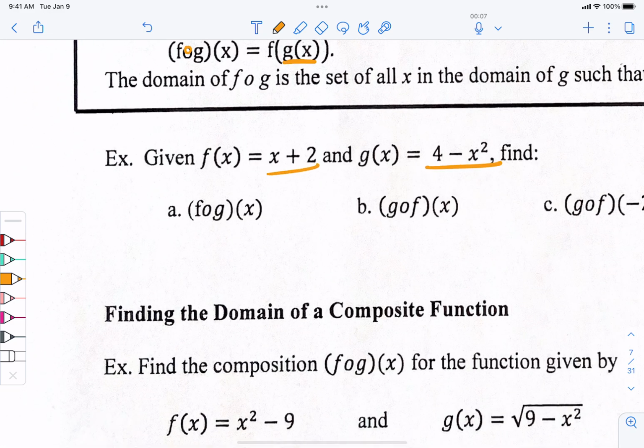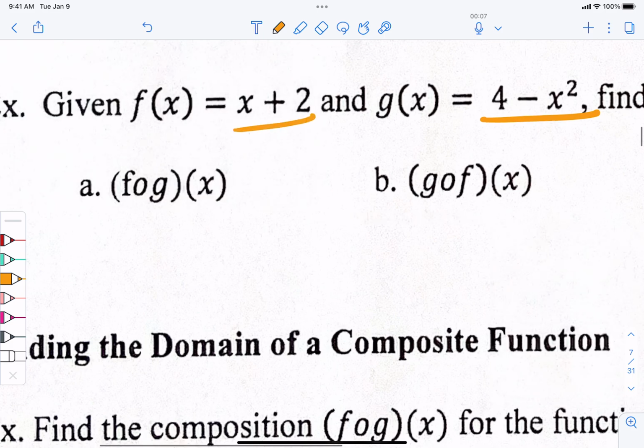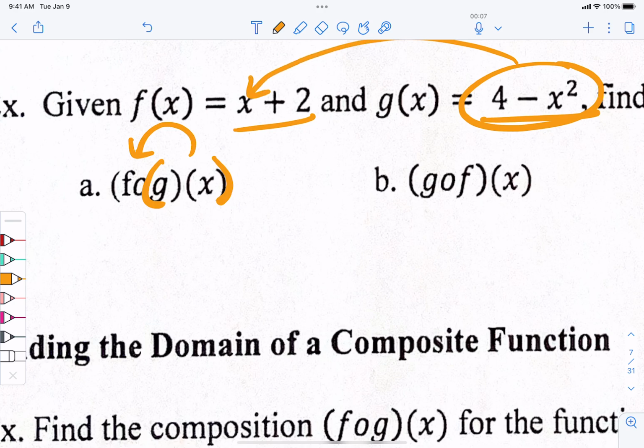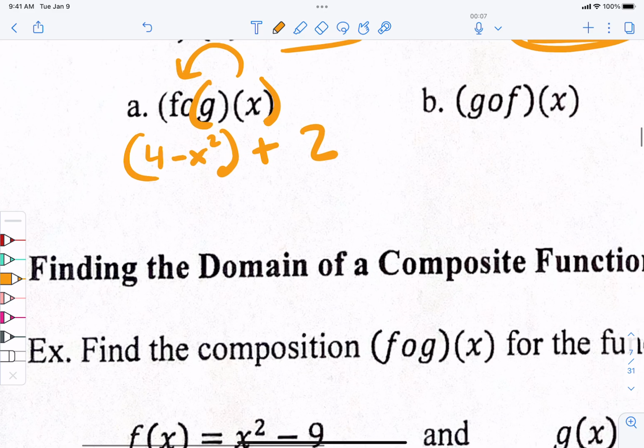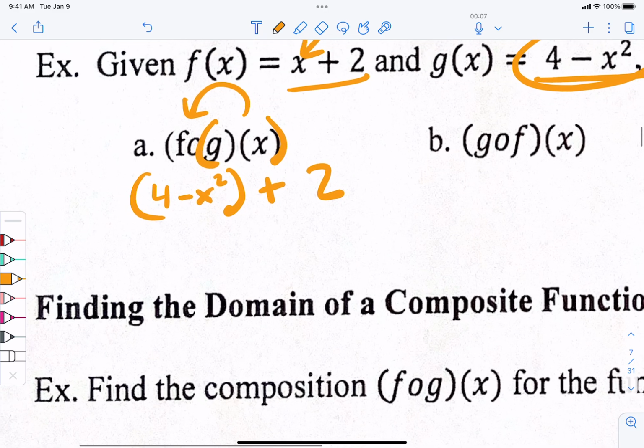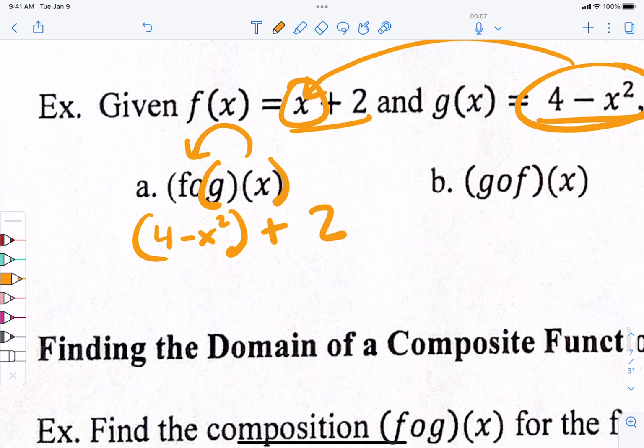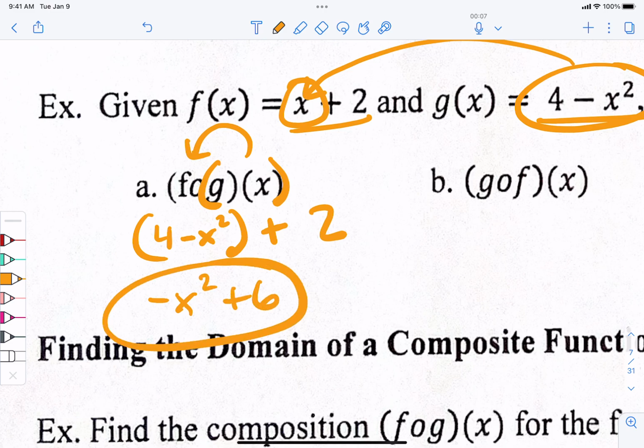We have f of x is here and g of x is here. And this one is f composed of g, so we're sticking g into f. So this guy is going into f and we're plugging him in for x, right? So rather than having x plus 2 for my f function, I put 4 minus x squared into that spot, plus 2. I just simplify, right? This one we won't have to FOIL. So this would be negative x squared plus 6, and that is all, right?